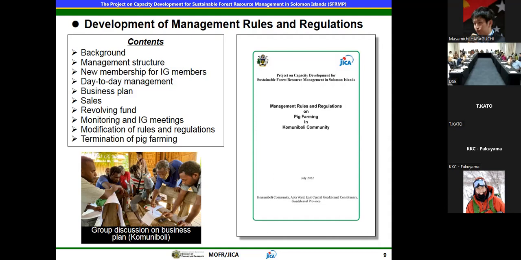So the contents of the management rules and regulations for pig farming as well as chicken farming are, as you can see, a background, management structure, new membership for the IG members, day-to-day management, business plan, sales, revolving fund, monitoring and IG meetings, modification of rules and regulations, and also, if they wish, to terminate the pig farming or chicken farming.